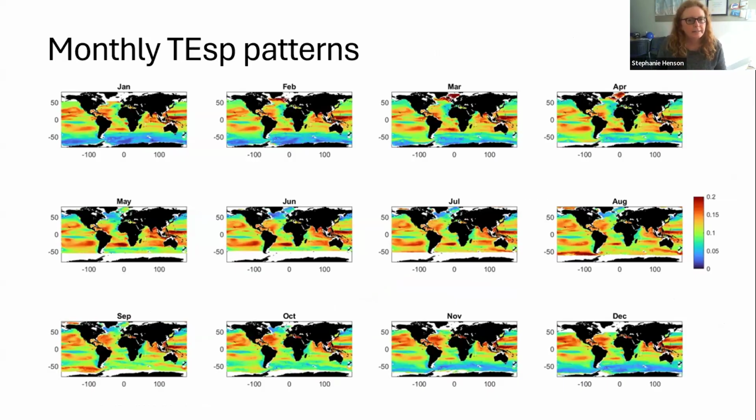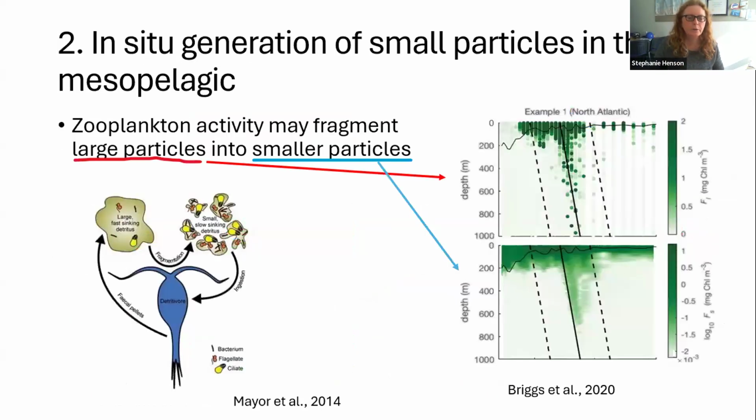Okay, so that's detrainment. The second possible driver is the in situ generation of small particles in the mesopelagic. So zooplankton activity can fragment large particles into small particles, and you can see that in this example from Nathan's paper back in 2020. Again, this is based on BGC Argo, where you see the large particles on the top and the smaller particles being generated on the bottom as a result of fragmentation.